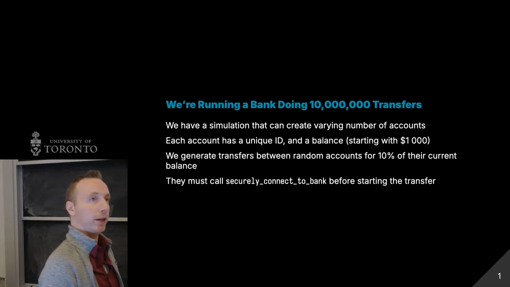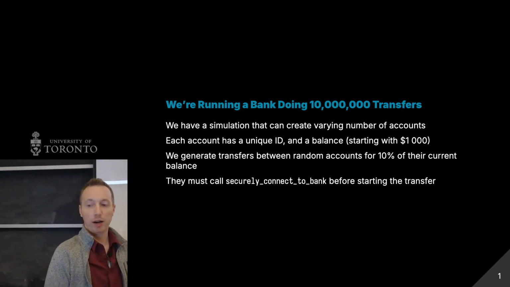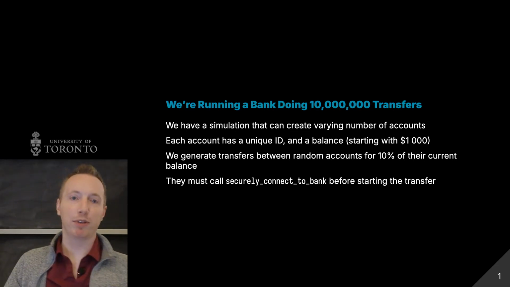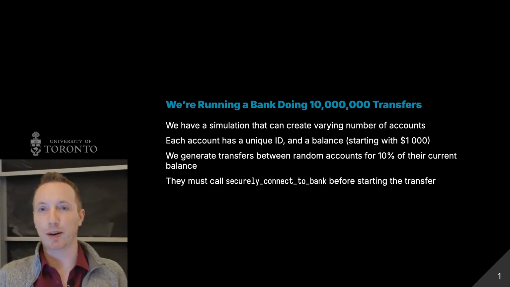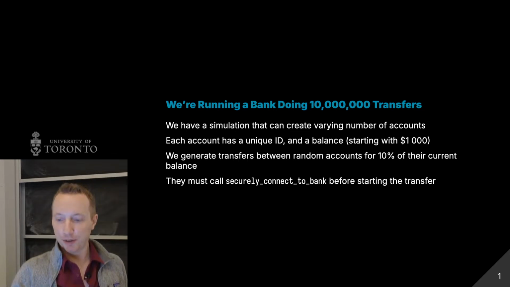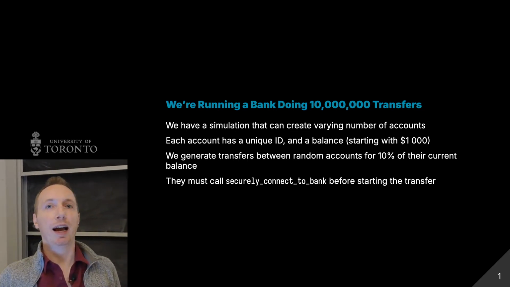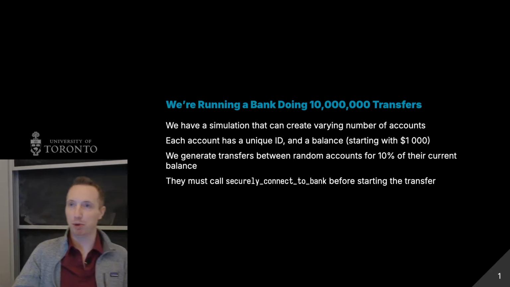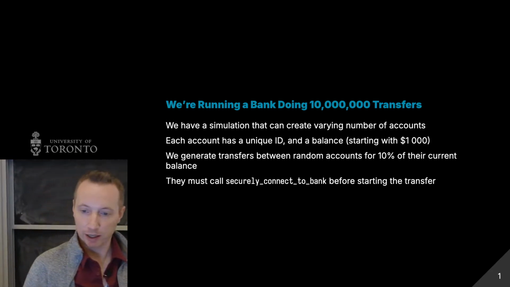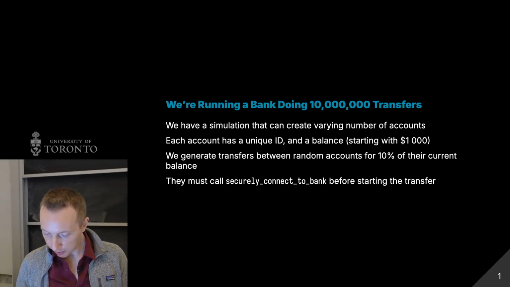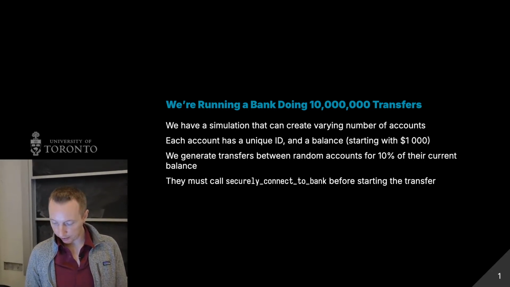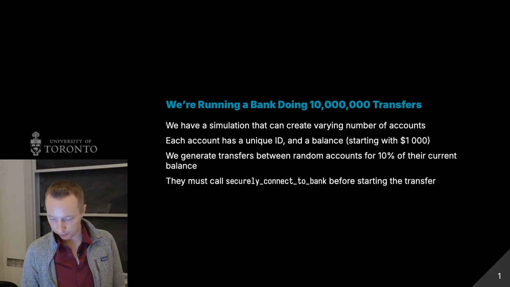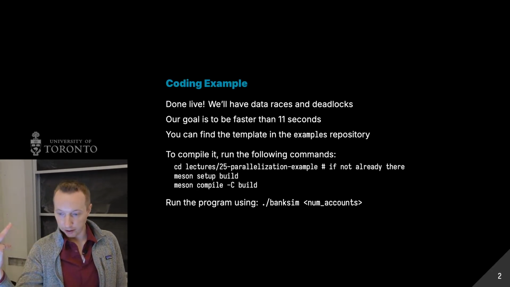We just generate transfers between random accounts, and each one transfers 10% of its current balance to the other account. So if we are a successful bank, we should always have the same amount of money, since our customers are just moving money around. The only other part is they must call securely connect to bank before starting a transfer. Other than that, it's done live.